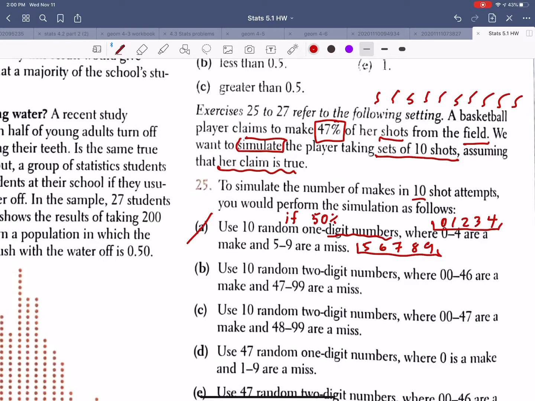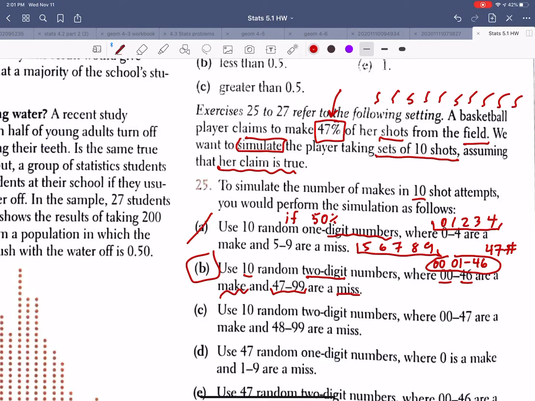Now we look here at use 10 random digits, where 00 to 46 would be a make. That sounds right, because if we think about it, 00 is a number if it's a 2-digit number, and then 01 through 46 would be 46 numbers. So this would be a total of 47 numbers, and those 47 numbers are a make, and that matches what we're trying to simulate. The remaining numbers are a miss, and that's exactly what we want to simulate. So this one is the correct answer.